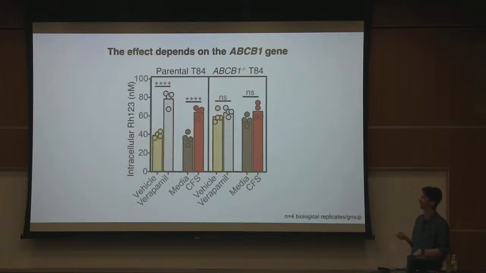Than went on to show that this does depend on the gene that encodes PGP. And so he used CRISPR-Cas9 to knock out ABCB1 in these cancer cell lines. And you can see on the left, the parental cell line behaves as expected. So the positive control and the cell-free supernatant inhibits PGP. But we don't see any significant differences in the knockout cell line. And you'll also note that the basal efflux is inhibited in the knockout, given that we've removed the protein.